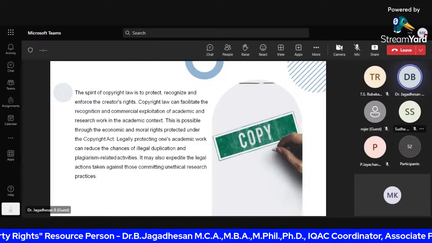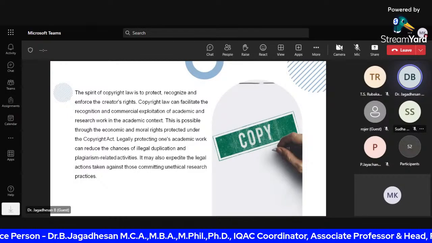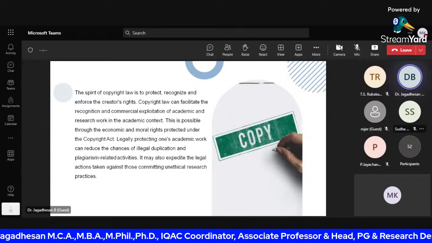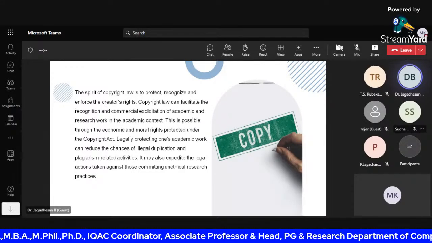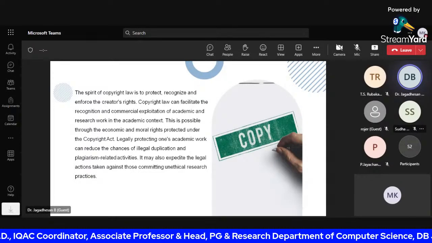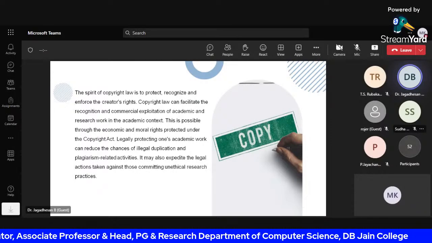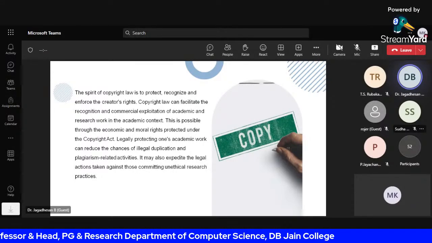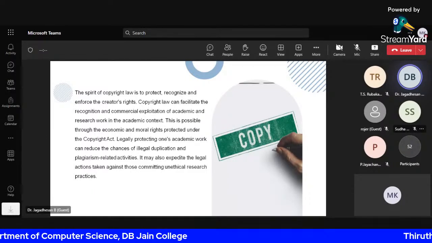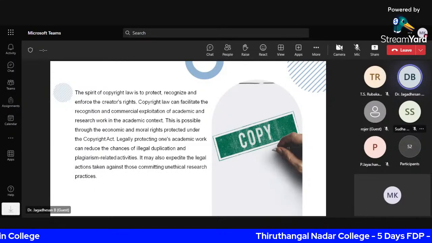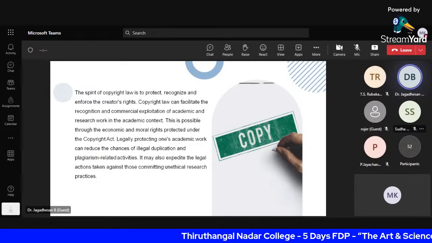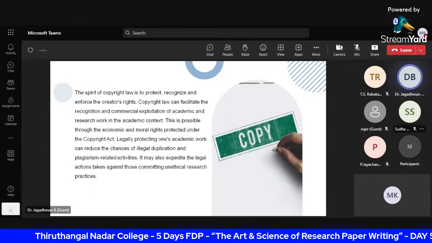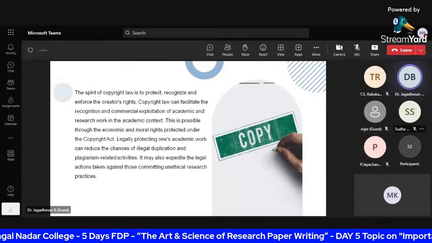The spirit of copyright law is to protect, recognize and enforce the creator's rights. Copyright law can facilitate the recognition and the commercial exploitation of academic and research work in the academic context. This is possible through the economic and moral rights protected under the Copyright Act. Legally protecting one's academic work can reduce the chance of illegal duplication and plagiarism. It may also allow legal action to be taken against those committing unethical research practices.